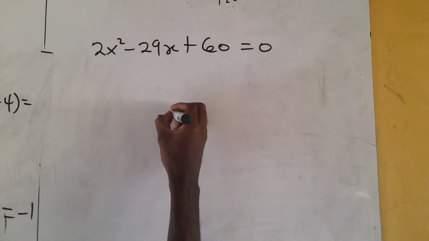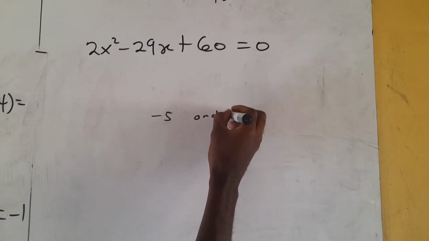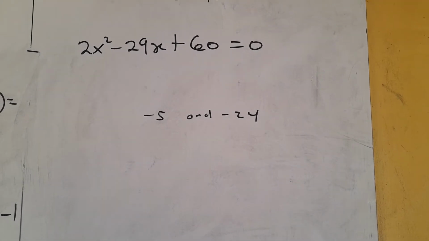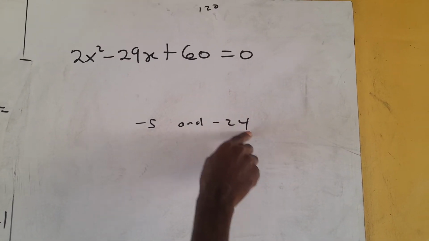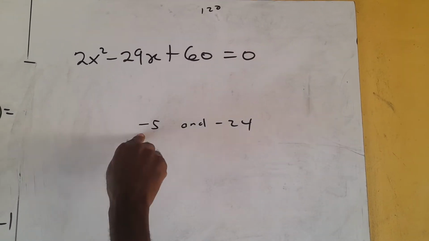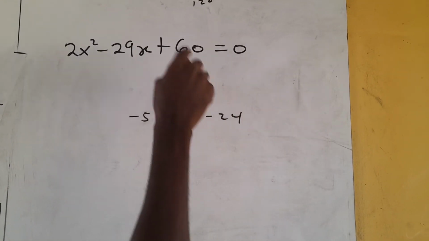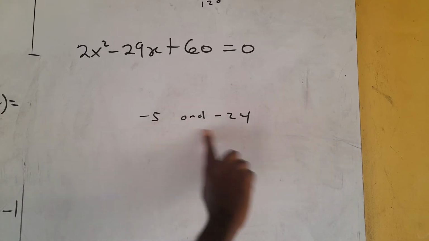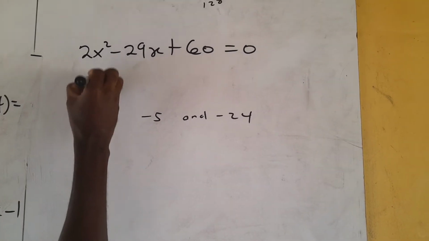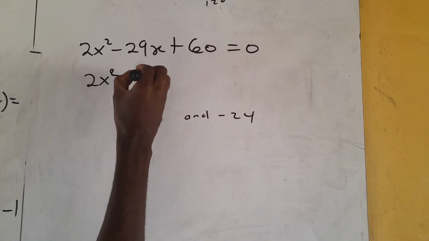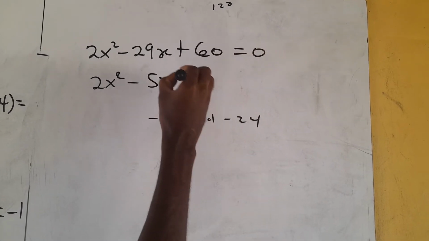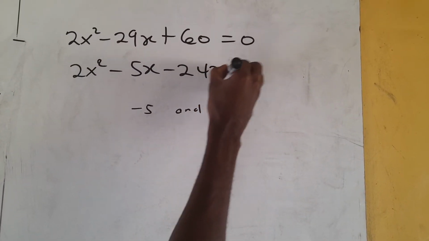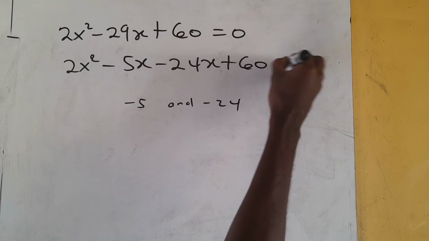That will be negative 5 and negative 24. See, negative 5 plus negative 24 will be negative 29. Then negative 5 times negative 24 will be 120. Then we change this linear term into those factors. So we can say we have 2x squared minus 5x minus 24x plus 60 will be equal to 0.